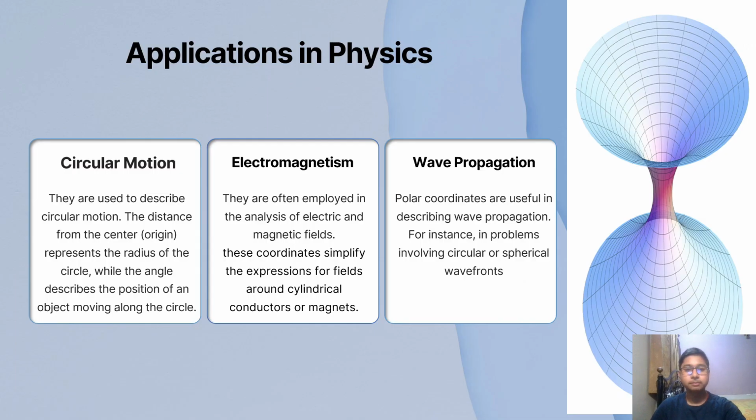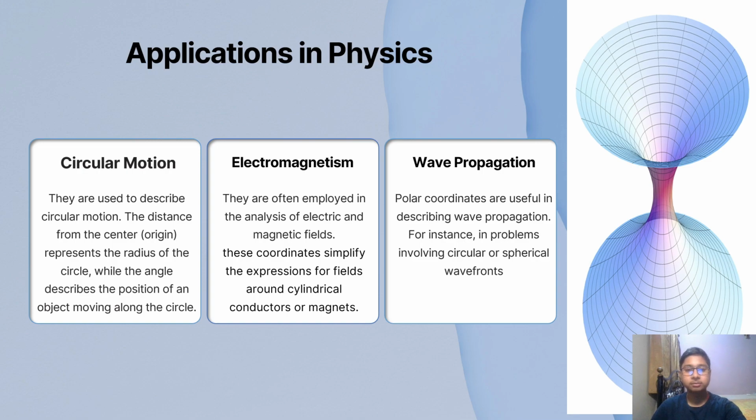Applications in physics. Polar coordinates find widespread applications in various branches of physics due to their natural representation of circular and radial phenomena. Some specific applications in physics are circular motion. Polar coordinates are particularly useful in describing circular motion. The position of an object moving in a circle can be easily represented using polar coordinates, where the radius r represents the distance from the center and the angle theta represents the position along the circular path.